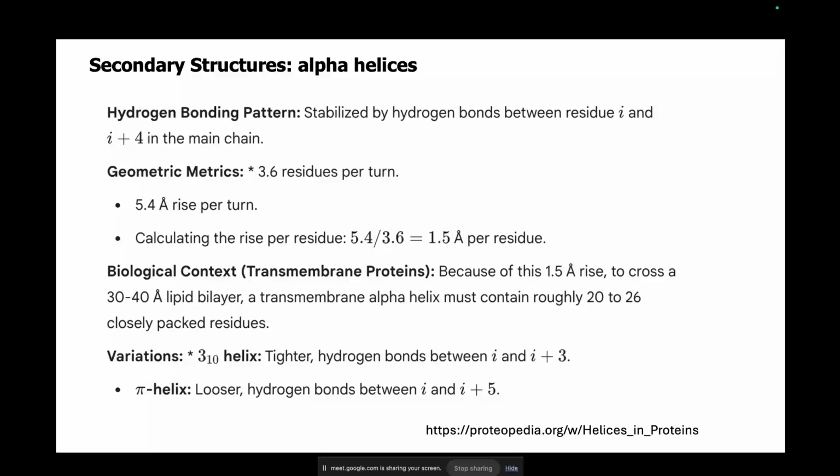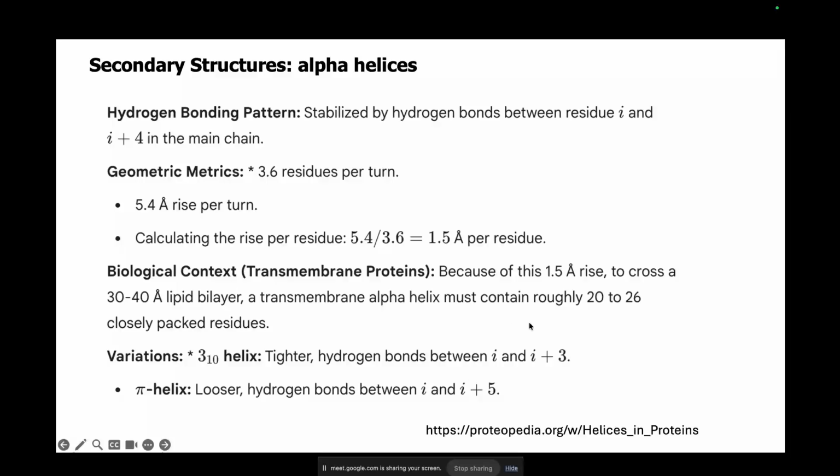So we are going to talk a little bit about the prediction of secondary structures from amino acid sequences, right? The information in this slide is mostly what we have discussed earlier. The alpha helices, I hope you remember, are stabilized by hydrogen bonds between the ith residue and the i plus 4th residue, right? It is around 3.6 residues per turn, with a 5.4 angstrom rise per turn. So if you calculate the rise per residue, it is around 1.5 angstrom per residue, okay?